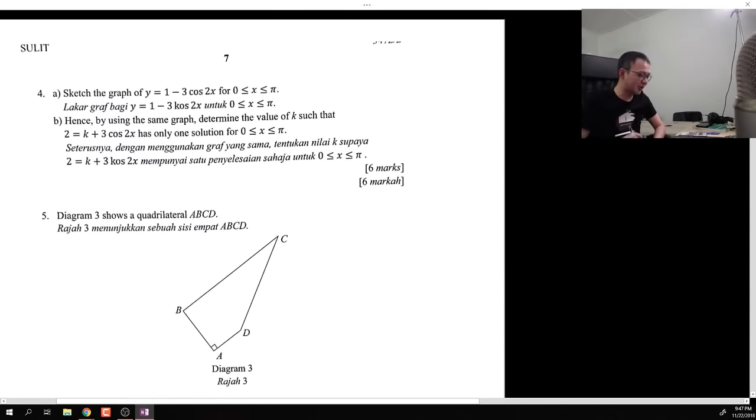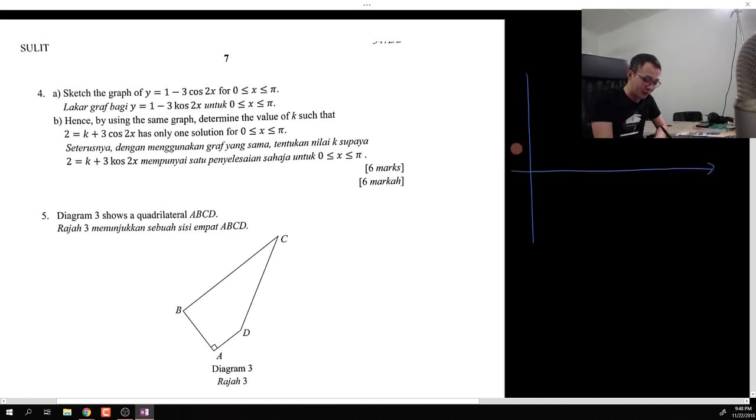Alright, they asked me to sketch a graph for 1 minus 3 cos 2x. Alright, so I will just sketch this graph. It should be quite easy for me to sketch. So it's 1 minus 3. Alright, so 3 will be the amplitude. So what I will do here is, I will do the 1 here. When I have the plus 1 at the beginning, do you see the plus 1? I will always need to draw out my 1 here, because I will assume my 1 will be my new x-axis.